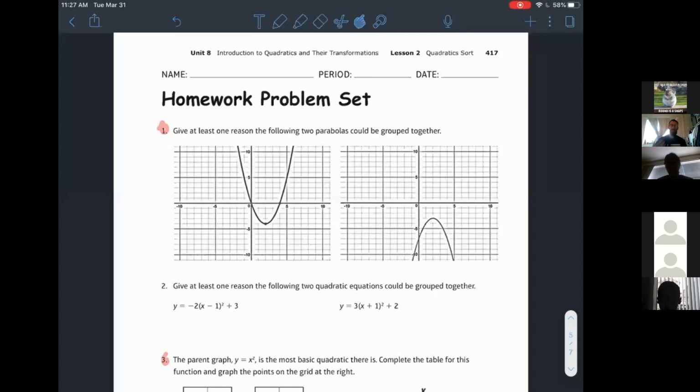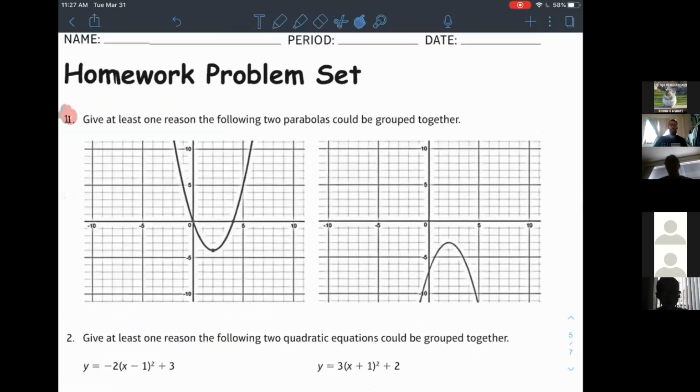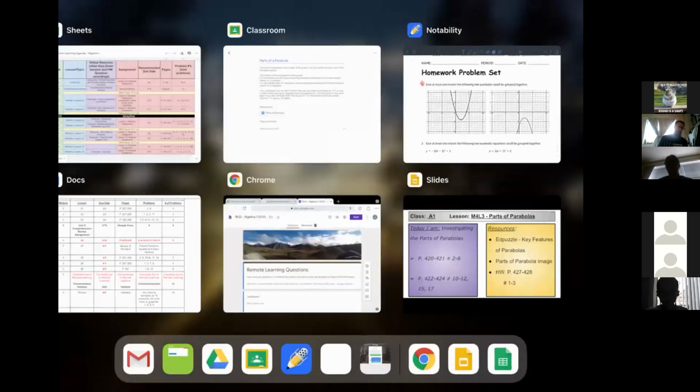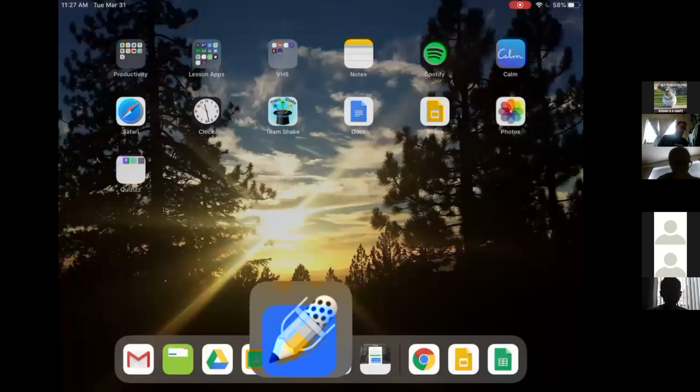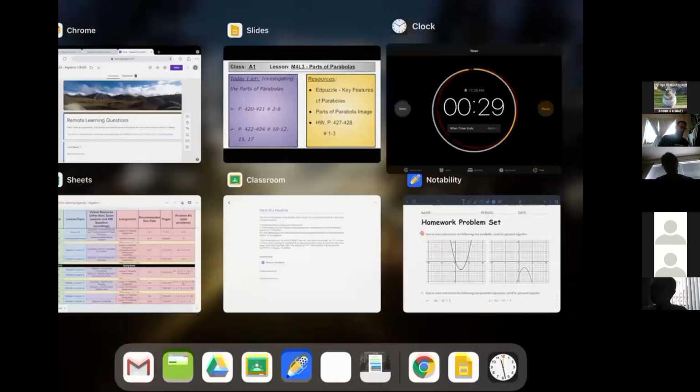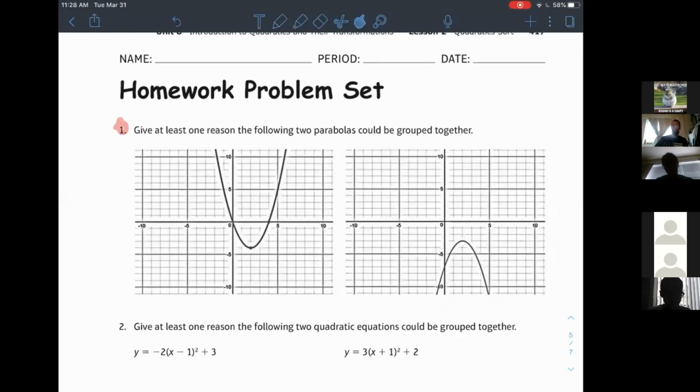I know normally when we're in class together face-to-face, I bother you about asking questions. Some of you love it, some of you hate it, but I'm going to do the same thing right now. If any of you can give me one reason why these two parabolas on page 417 should be grouped together, please either unmute yourself and let me know or type it into the chat box. I'm going to go about 30 seconds on number 1. Can anyone give me a reason why these two parabolas should be grouped together?